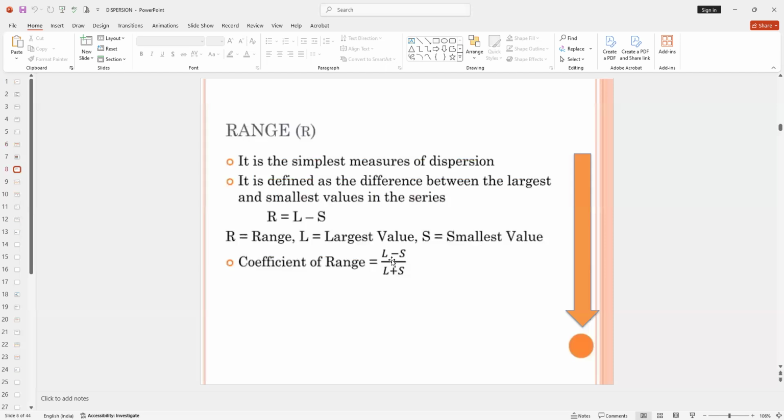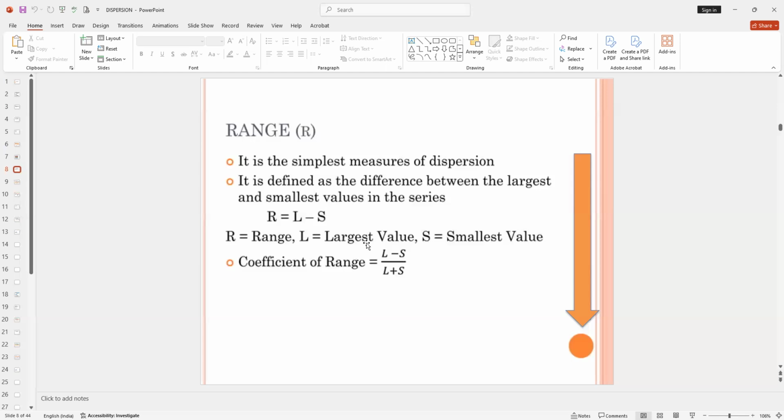Now we will discuss range. It is the simplest measure of dispersion. It is defined as the difference between the largest and the smallest value in the series. In quantitative methods we have three series: individual, discrete, and continuous. In an individual series, you have to find the largest number and the smallest number and subtract them. Then you get the range of the series. The formula is range equals largest minus smallest value.